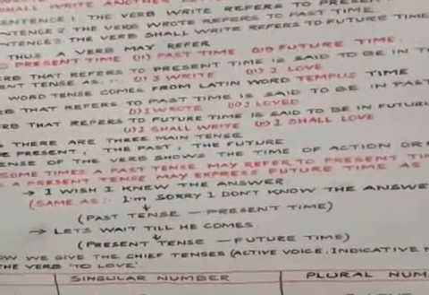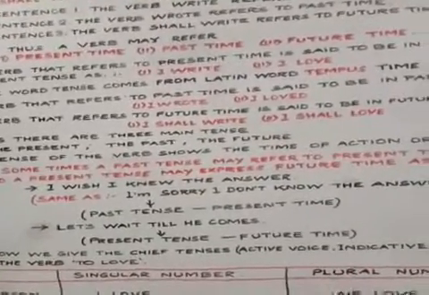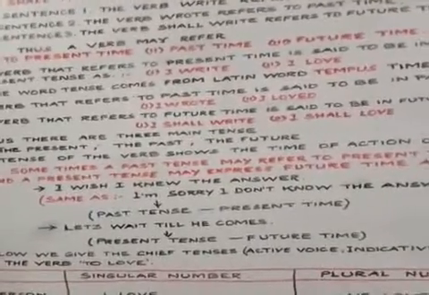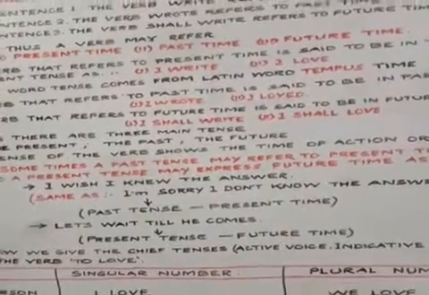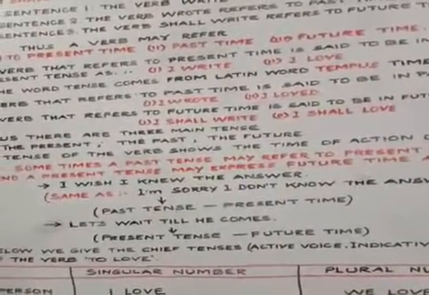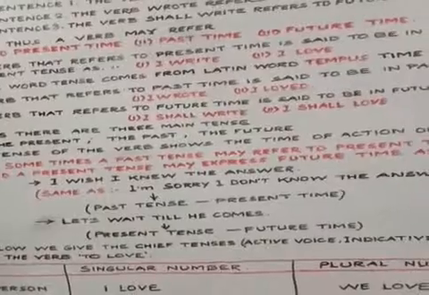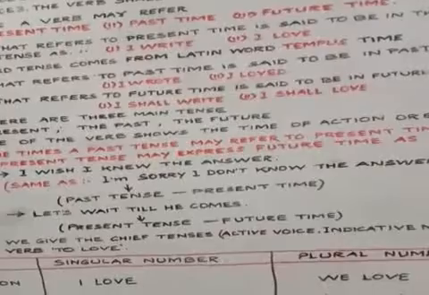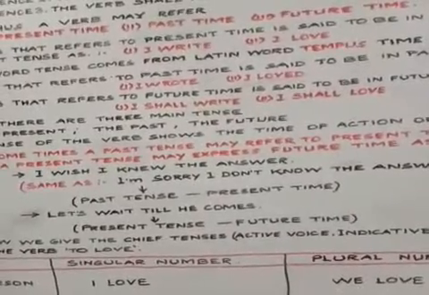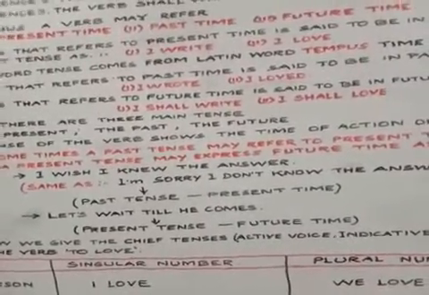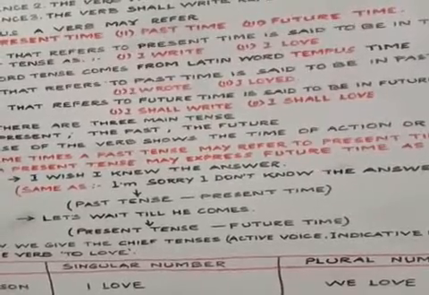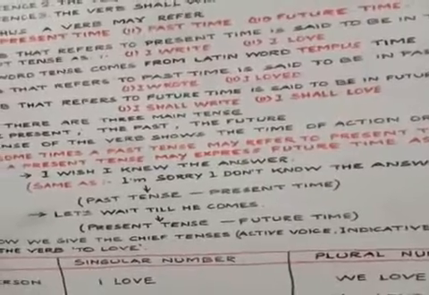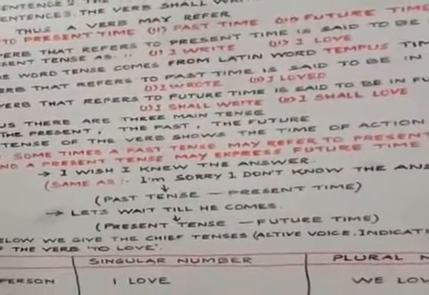Like see, number 1, I wish I knew the answer. This is a very common sentence that comes mostly to your mind: I wish I knew the answer. The sentence is the same as I am sorry, I don't know the answer. It is past tense, but the sentence seems to be present time. It gives the impression of present time.